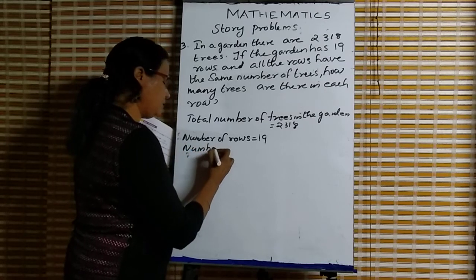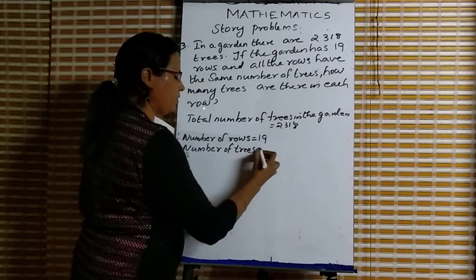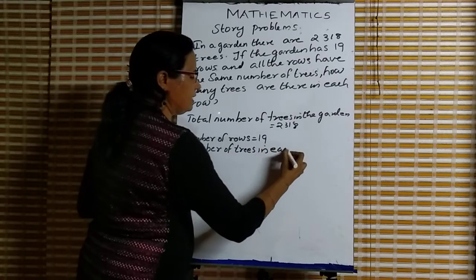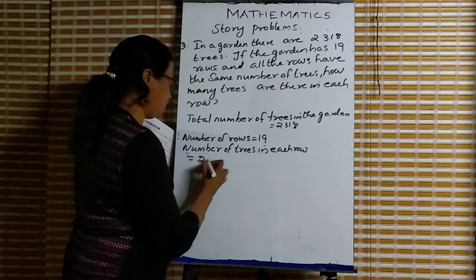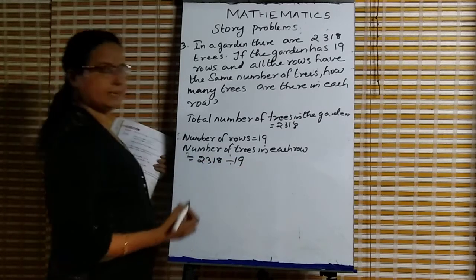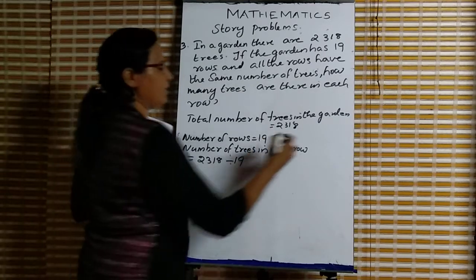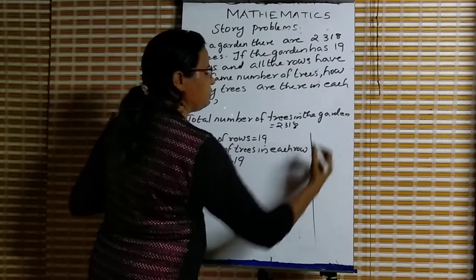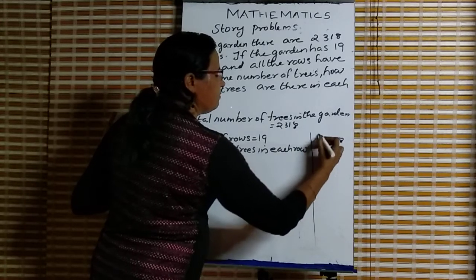How many trees are there in each row? Number of trees in each row is equal to 2318 division 19. Here we have to divide 2318 division 19.